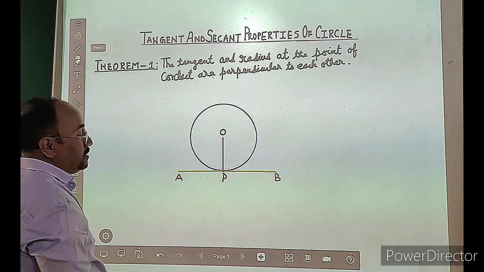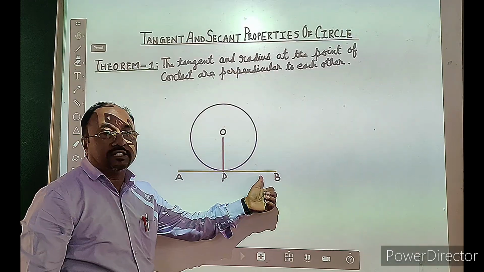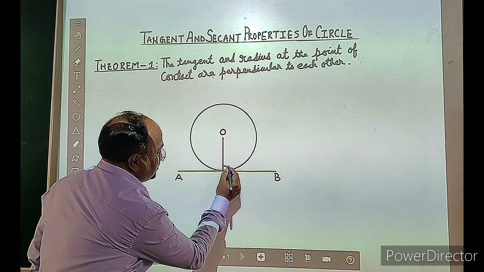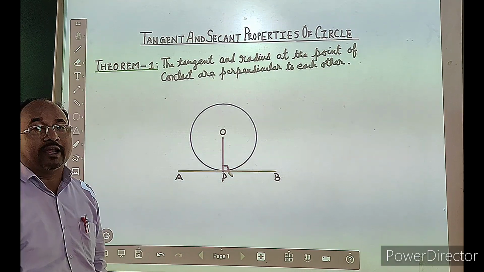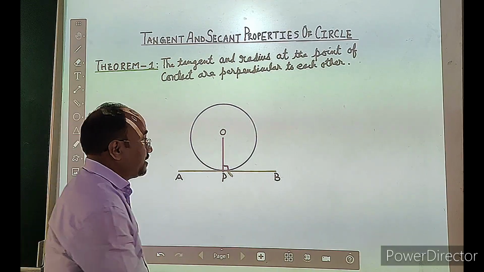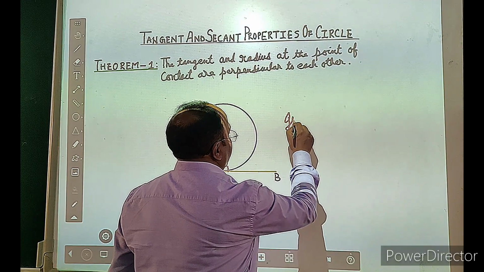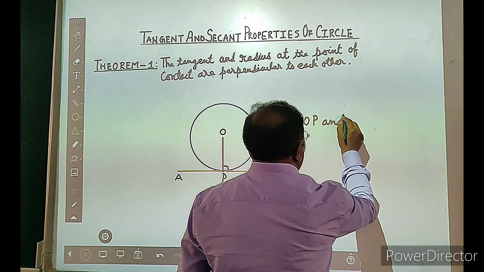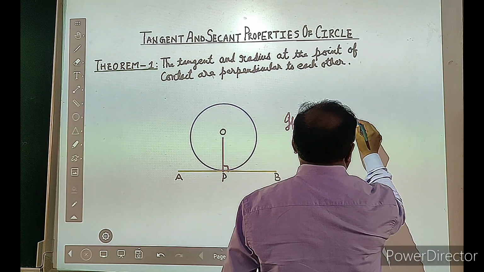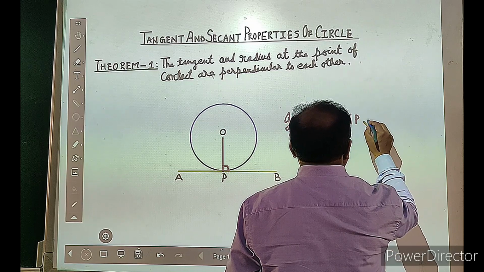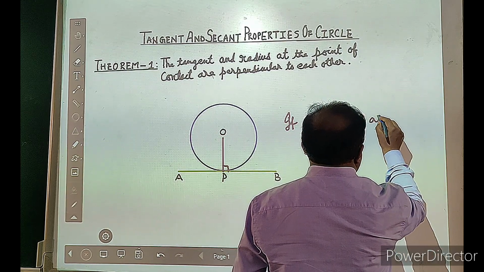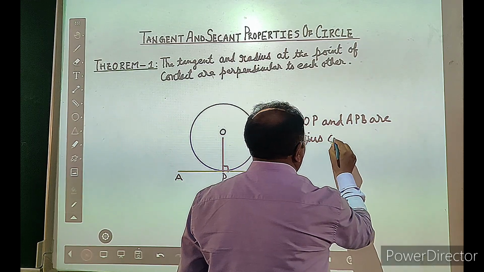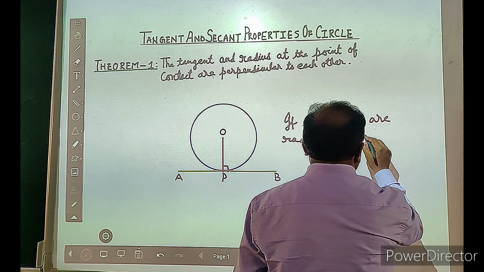Then the theorem says that the tangent and the radius will be perpendicular to each other. It means the angle formed here will be 90 degrees. So what we can relate is in this way. If OP and AP are radius and tangent.